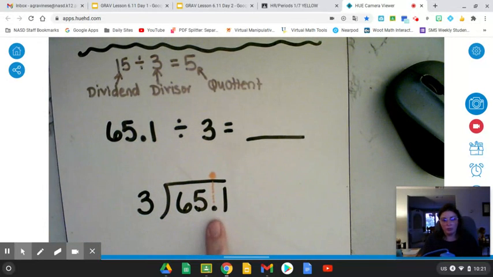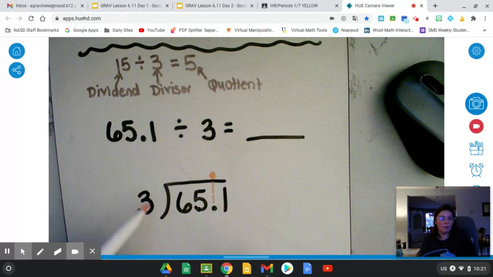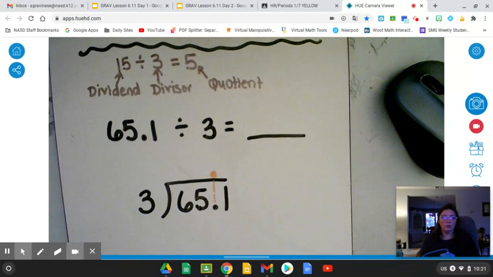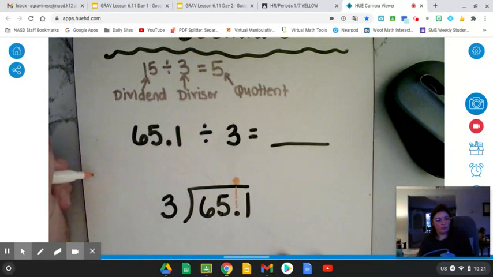Now that is what you do when you're dividing by a whole number. So if this is a whole number, that's all you have to do to get your answer. Okay, so we raise the roof. That should be your very first step. And now we can do the regular 4 steps of long division.